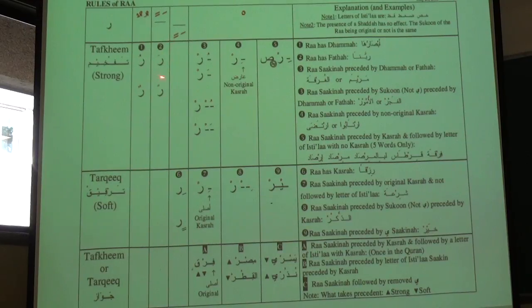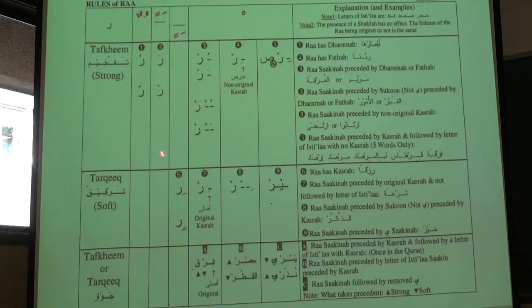Now number 2, the second column here, first row, is when the ra has a fatha, or of course a double fatha. And it says here when the ra has a fatha. And the example here is Rabbana. Rabbana. So the ra has a fatha, therefore it is mufakhama, or strong. This is simple.